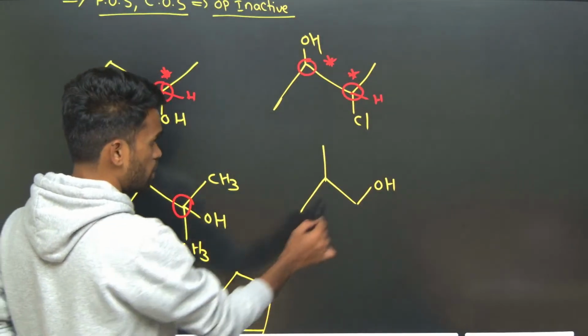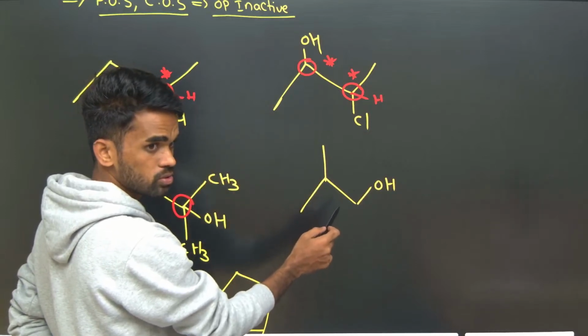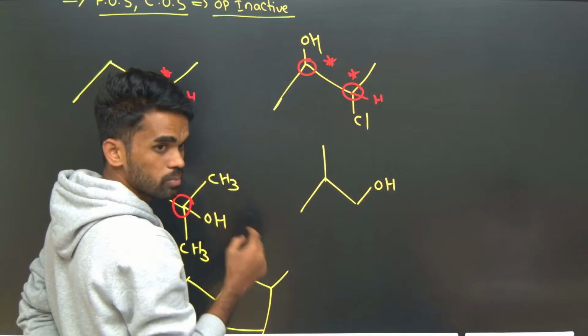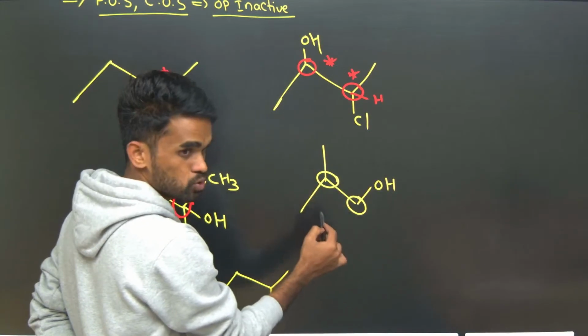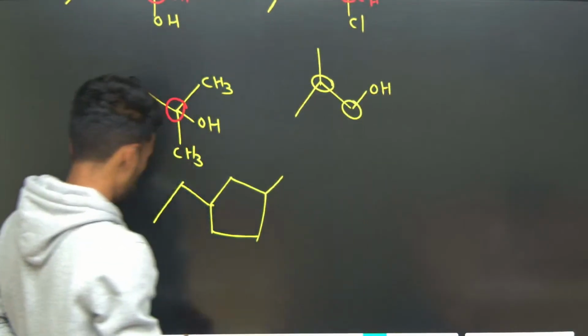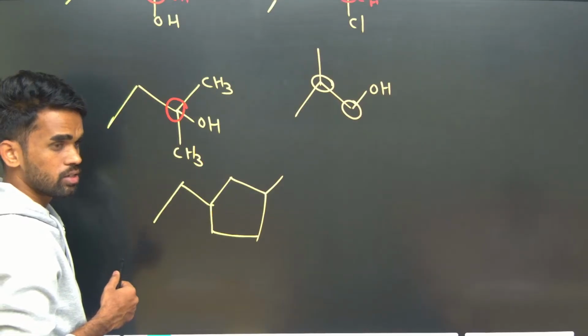Next, what about this compound? This one. Yes or no? No. Why no? Because this carbon is not chiral. This is also not chiral because both are methyl groups only. Next, one last question here, tell me. Do we have any chiral centers? No. Look at here.